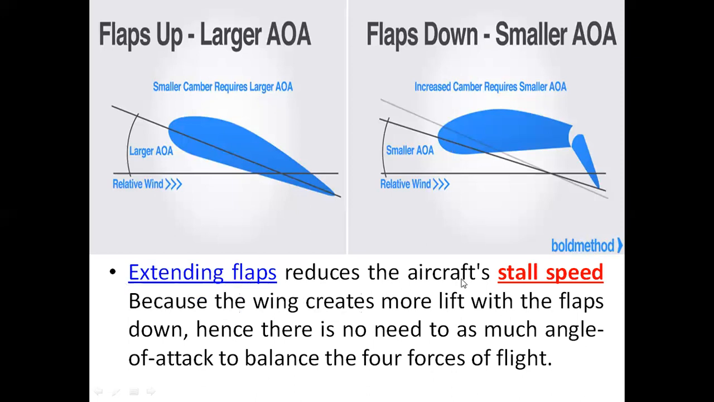Extending flap reduces the aircraft stall speed because the wing creates more lift with the flap down. Hence, there is no need for as much angle of attack to balance the forces of flight. So it's a great advantage. Now, once the flap is kept fully deployed, it reduces the aircraft stall speed.